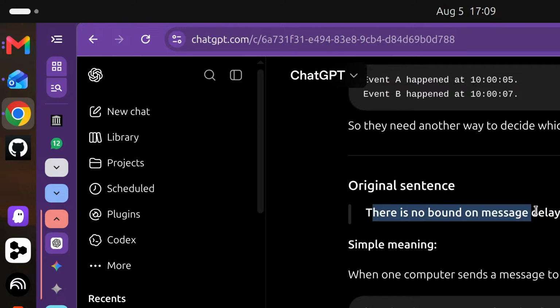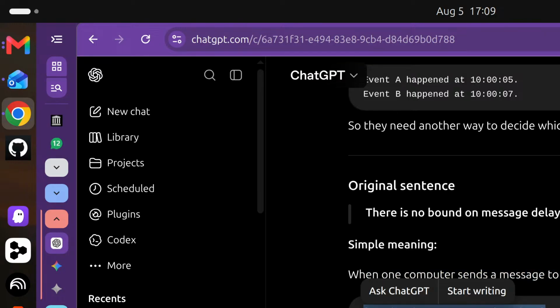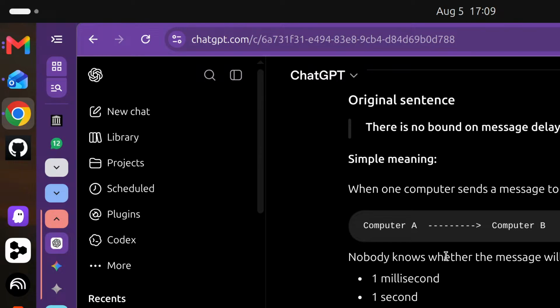The meaning of this sentence could be that when one computer, A, sends a message to another computer, B, nobody knows whether the message will arrive in 1 millisecond, 1 second, or 10 seconds. There is no guaranteed maximum delay.